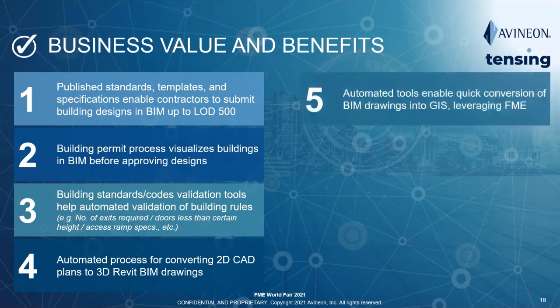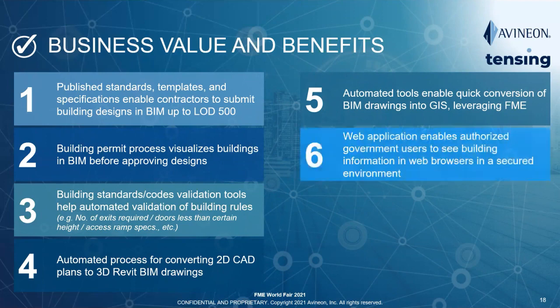Number 5, we built automated tools that enable the quick conversion of BIM drawings into GIS, leveraging FME here again. Number 6, the web application that we built enables authorized government users to see this building information in web browsers. They're in their own secured environment, so that works. And of course, it federates access to all of this information for the purpose of their planning and permit process and other types of analyses that they would want to do.